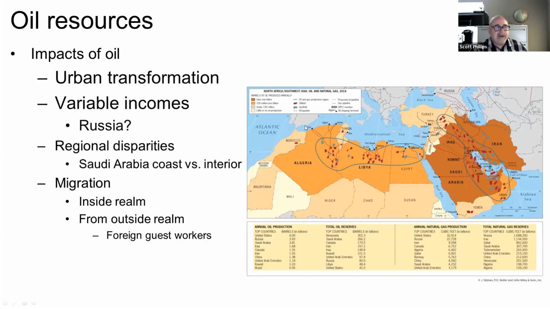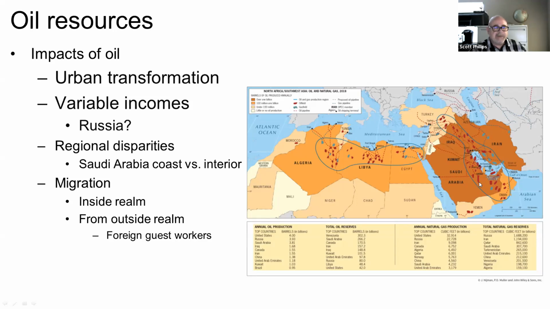And so some of the impacts of oil: you have transformation of these big modern cities like Dubai in the Persian Gulf. But there's a lot of variability, in that the income from oil can go up and down. Oil prices can fluctuate quite a bit. This has been true in Russia as well. The United States has been less impacted by that because we have a more diversified economy. But if you have a country where oil is the primary part of your economy, you can have a situation like in Venezuela where you have a highly fluctuating economy.